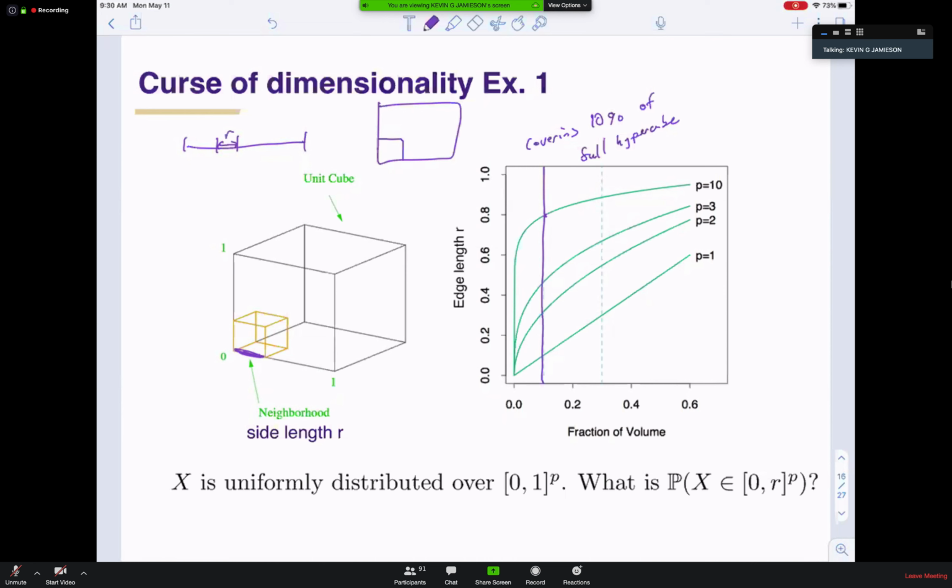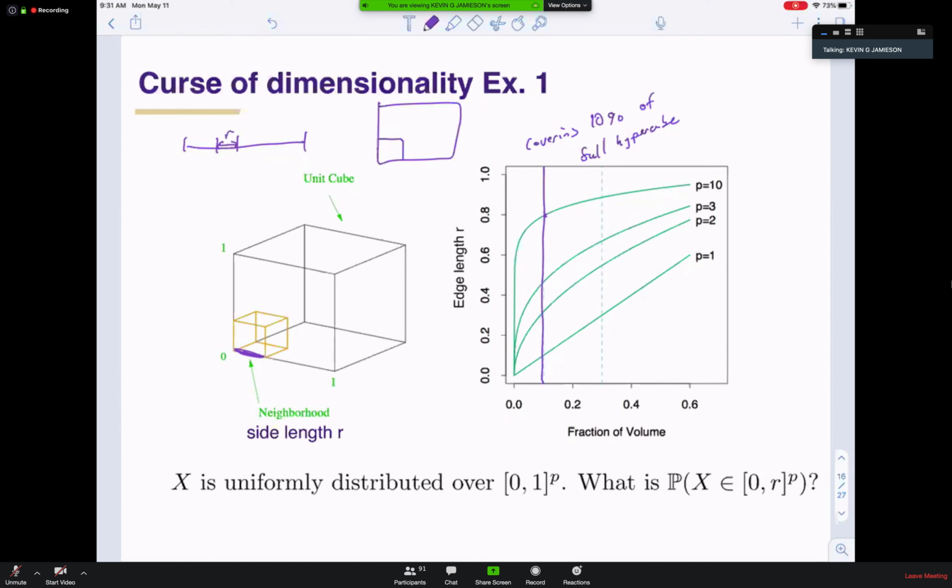And that should really start to concern you, because if the side length is 0.8, the whole point of going down this road was to look for local neighborhoods. And when the side length is 0.8, that's no longer a local neighborhood. That's basically taking up the entire (0, 1) hypercube. And so what it's saying is that in high dimensions, to find points that are nearby to get the same amount of volume as the dimension increases, you need to cover a significantly larger amount of space.